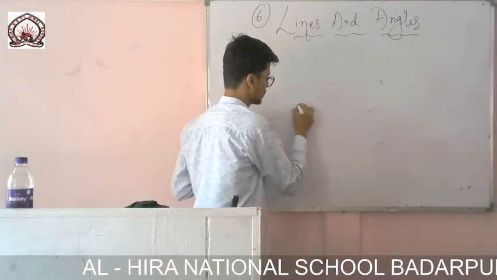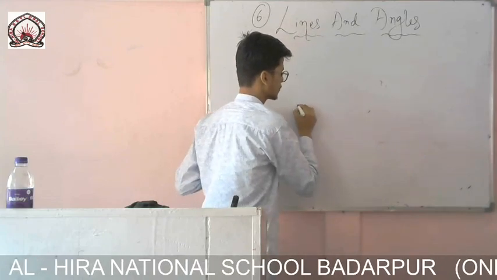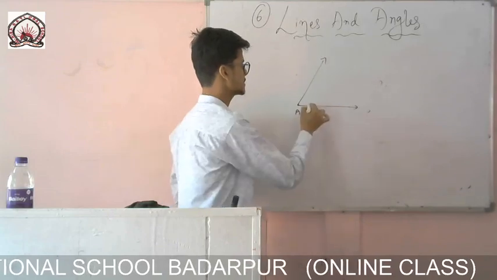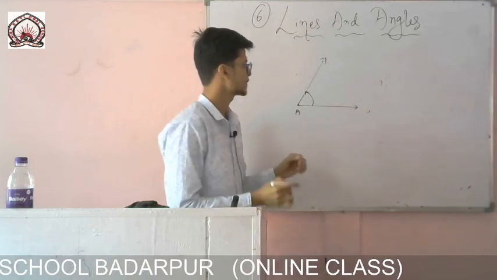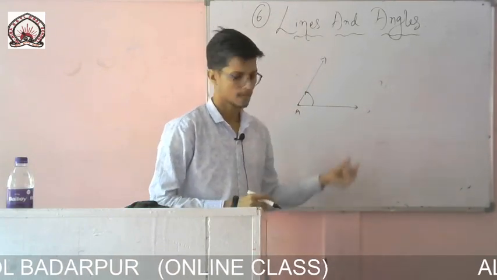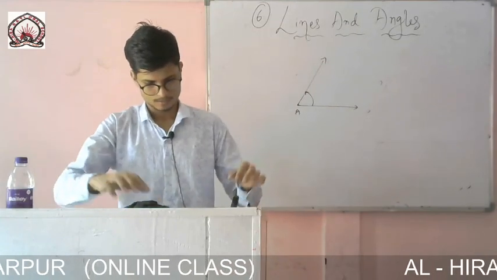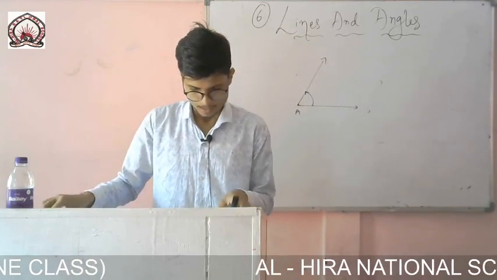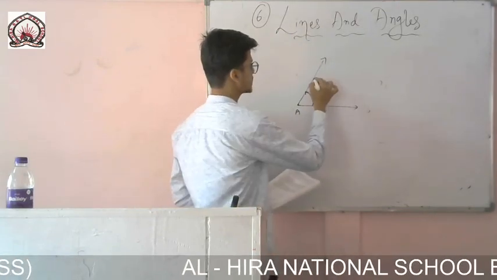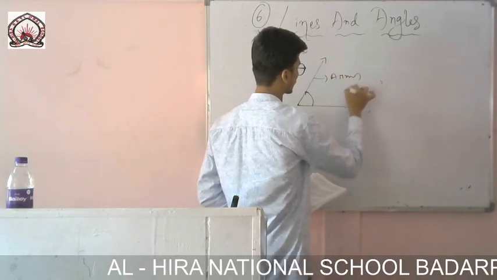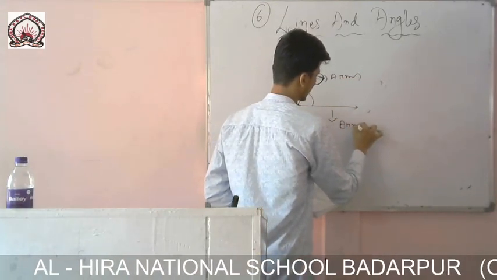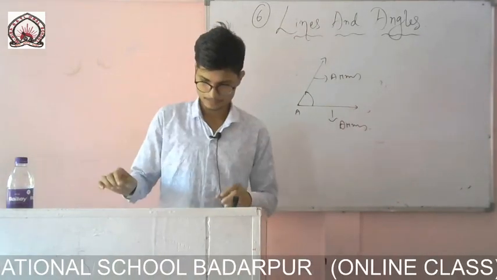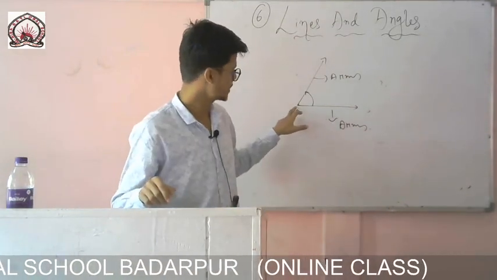Okay, let me give one example. For example, this is a point. From there I have drawn one ray. From that side I have drawn another ray. So this is the angle which is formed. Okay. So they have a common point, and the two rays are from the same end point. So this is an angle, and these are the arms of the angle. Okay, and this end point is the vertex.